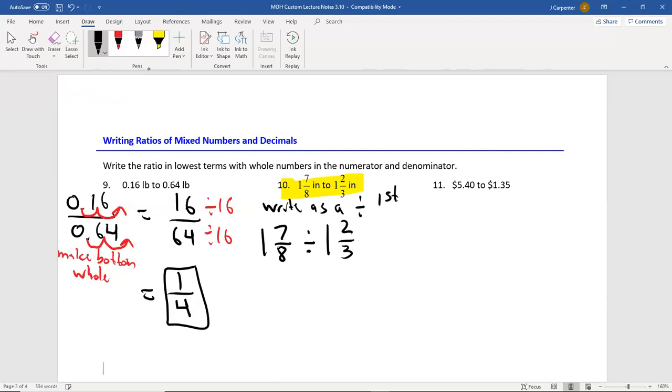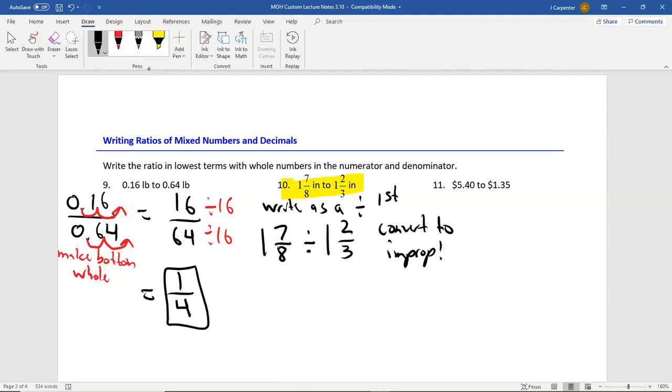So this is technically a fourth way to write out a ratio. The reason we need to do this is because we're dealing with mixed numbers, and we don't know how to divide mixed numbers. We don't know how to multiply mixed numbers. We know how to add and subtract them, but we don't know how to multiply and divide them. So what we need to do now is convert to improper.